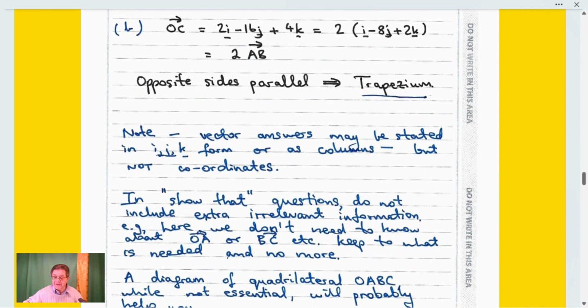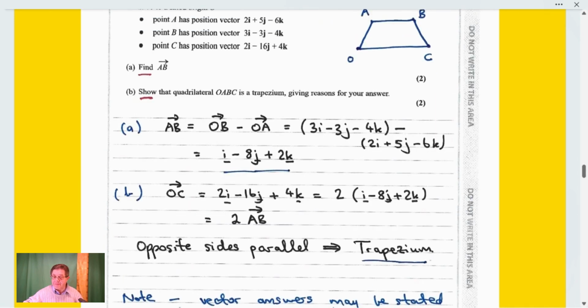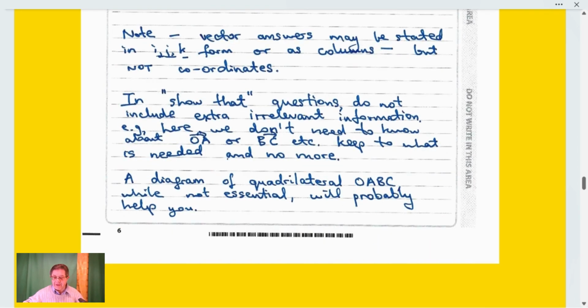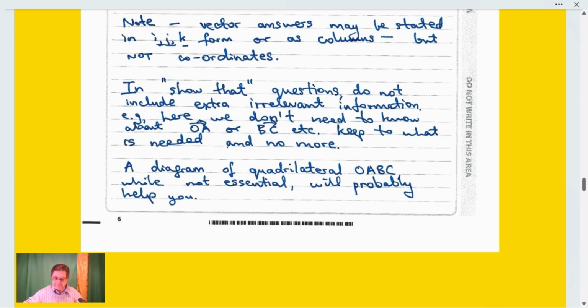So for here, for example, we don't need to think about OA and BC and whether they are parallel or not. Not needed. We've already answered the question. The examiners make the point in their report that a diagram of OABC, while not essential, will probably be helpful.